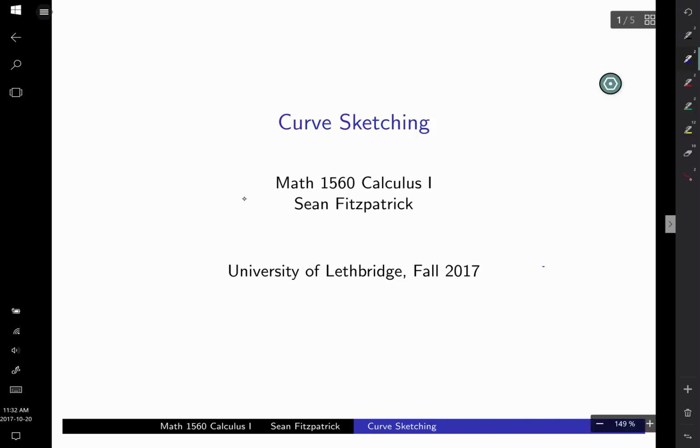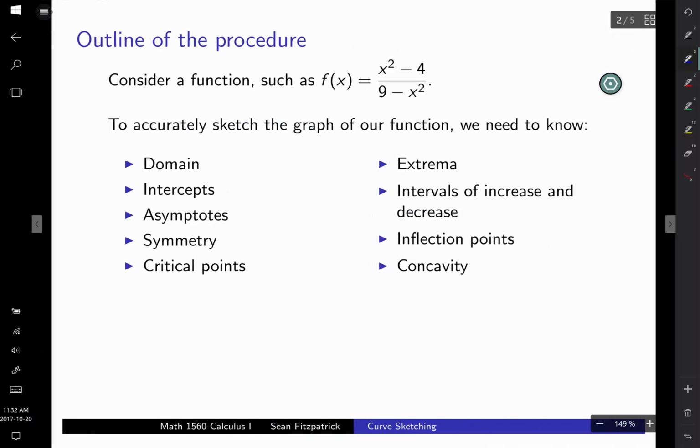And after this video, we're going to look at a few concrete examples, and of course, we're going to do more of them in class. Okay, so what's the scenario? The scenario is that somebody has handed you a function. All right, in this case, we've got a rational function, and you want to know what the graph looks like.